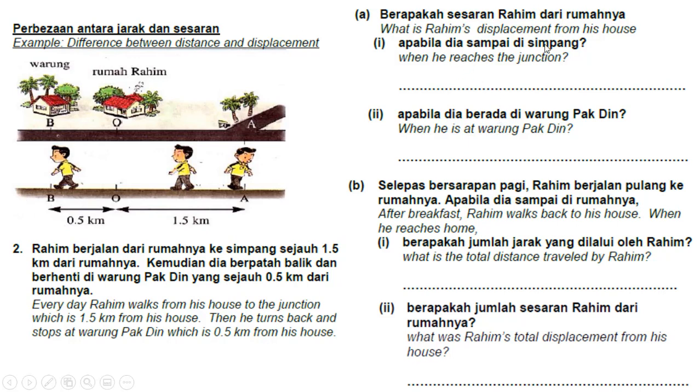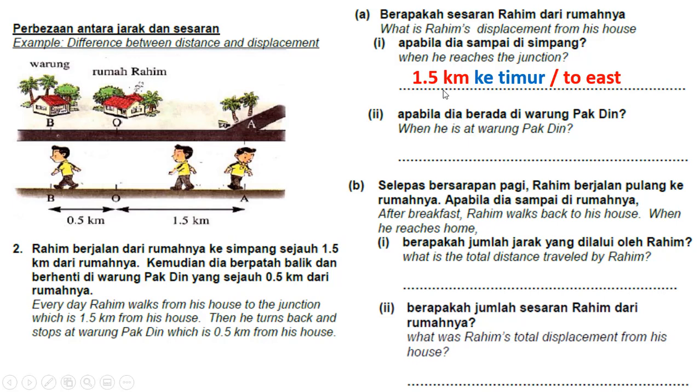So this is his house. When he reached the junction, his house is the initial position, and the junction A is what we call the final position. So what is the distance here? We have 1.5 kilometers. Because the question asks for displacement, we have to mention 1.5 kilometers to the east, meaning the direction from the house to the junction is east. So the displacement is 1.5 kilometers to the east.